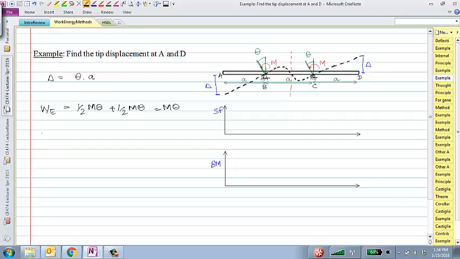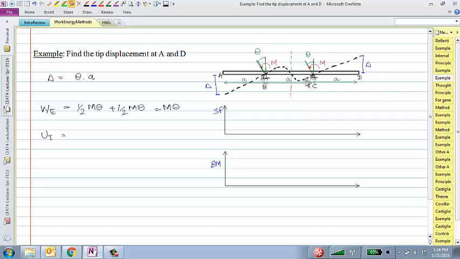And how can I calculate the internal energy stored? Yeah, I need to have the bending moment diagram and consequently the curvature diagram. So for that, I'll need to find reactions and do the shear force and the bending moment diagrams. What are the reactions for this? 2M over A, what is that? Total equilibrium of moments, the total moment on the structure is 2M.